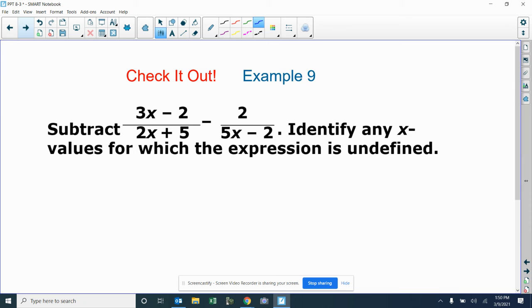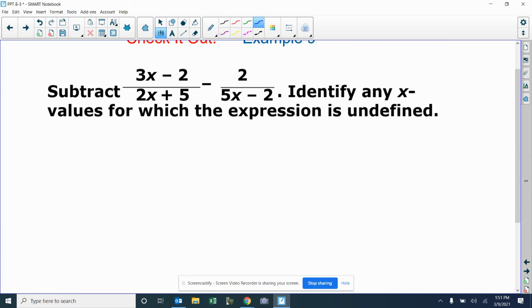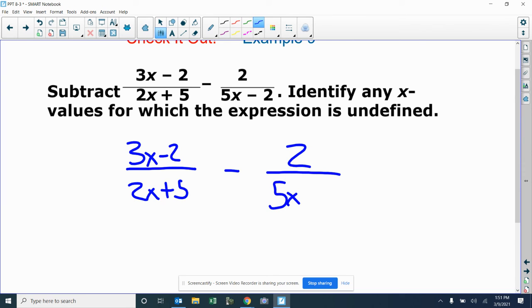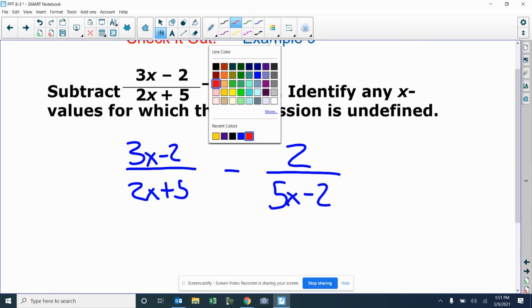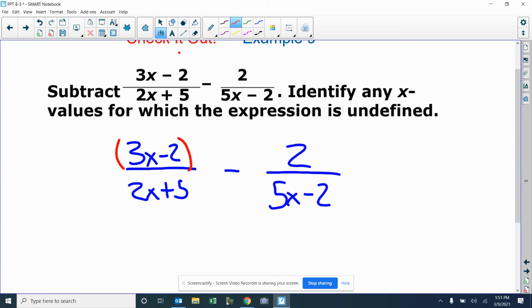This will be a little bit more of a step-up problem. Our last one I'm going to do for you. So let's take a look. We have 3x minus 2 over 2x plus 5. We're going to subtract 2 over 5x minus 2. Now what makes this one fun is that we are missing everything. I'm going to go ahead and put some brackets around these, remembering that is a minus.